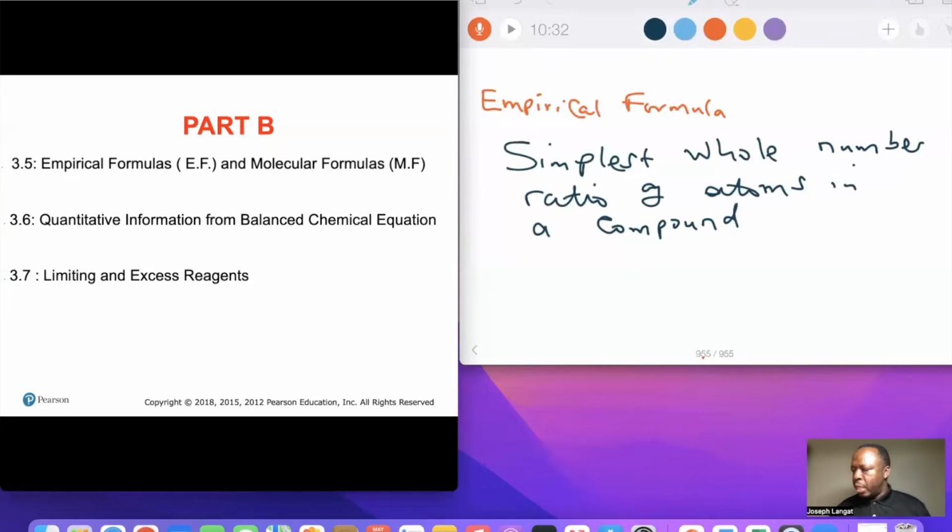To understand, you don't see any subscript for sodium or for chlorine. However, there is one sodium and one chlorine. You don't see it here. This represents a 1-to-1 ratio of atoms in sodium chloride, the formula unit of sodium chloride. We call this the empirical formula.